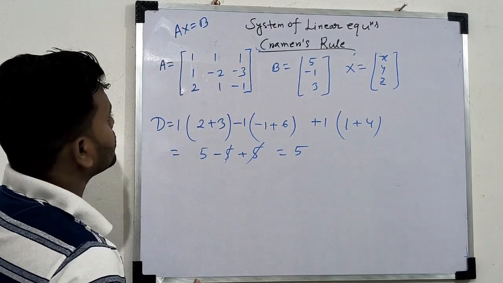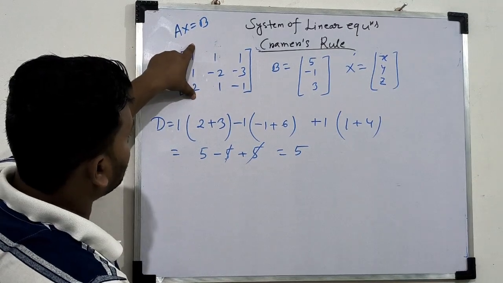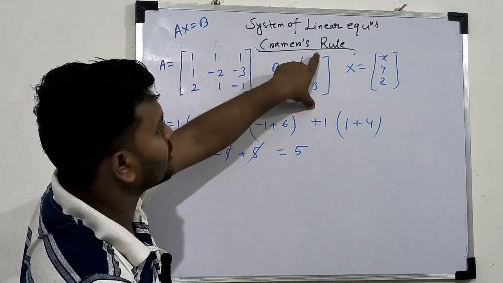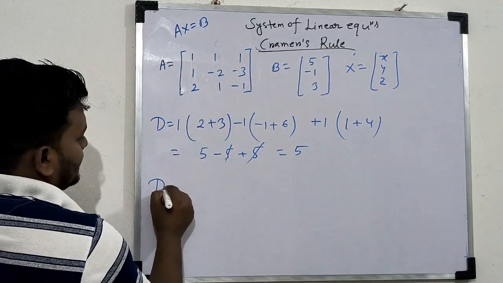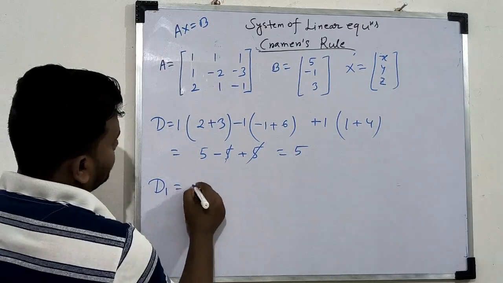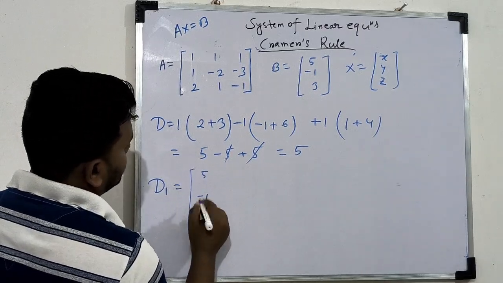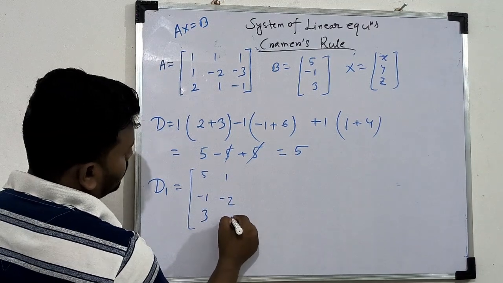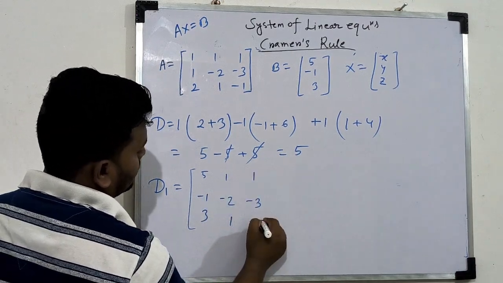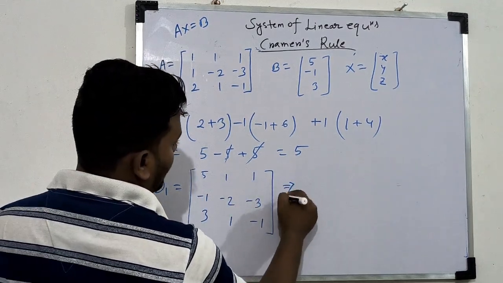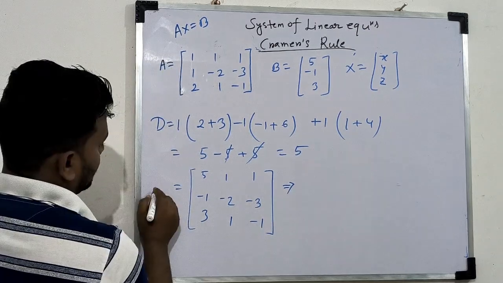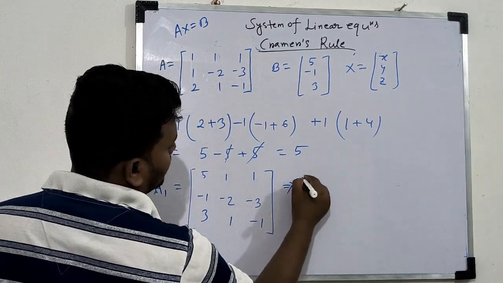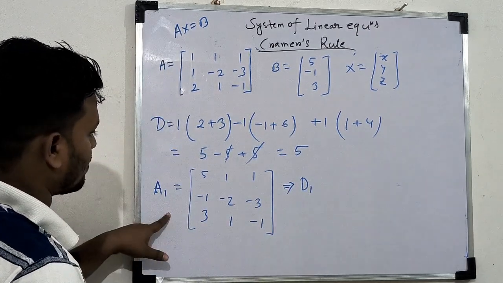So now we replace the first column of this coefficient matrix by this vector b. Then we get A1. So this will be 5, minus 1, 3. We replace the first column and the remaining two columns will be the same. We have to find D1, that is the determinant of this matrix.